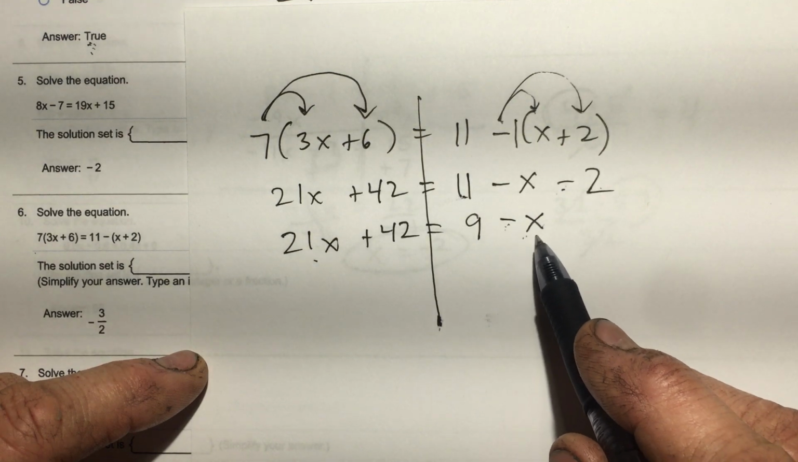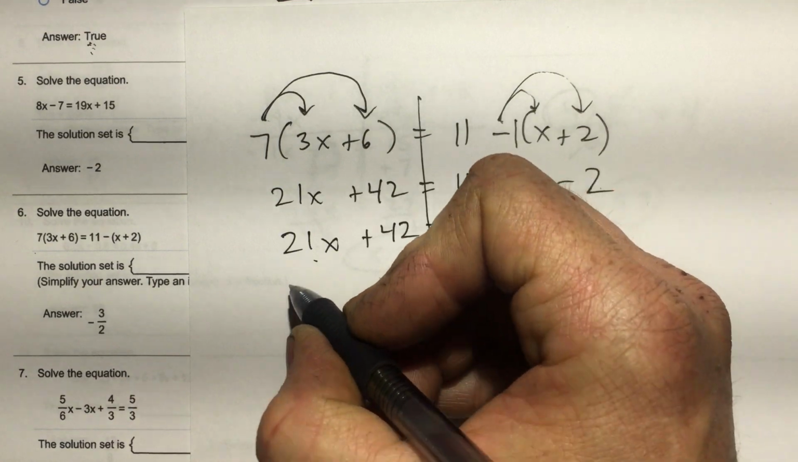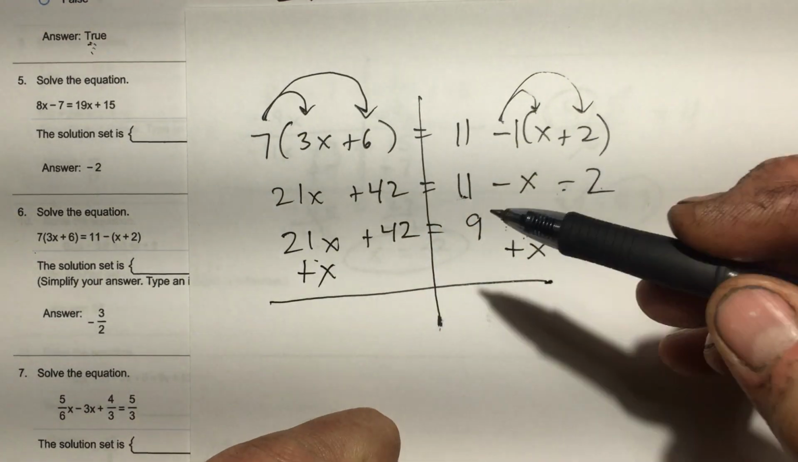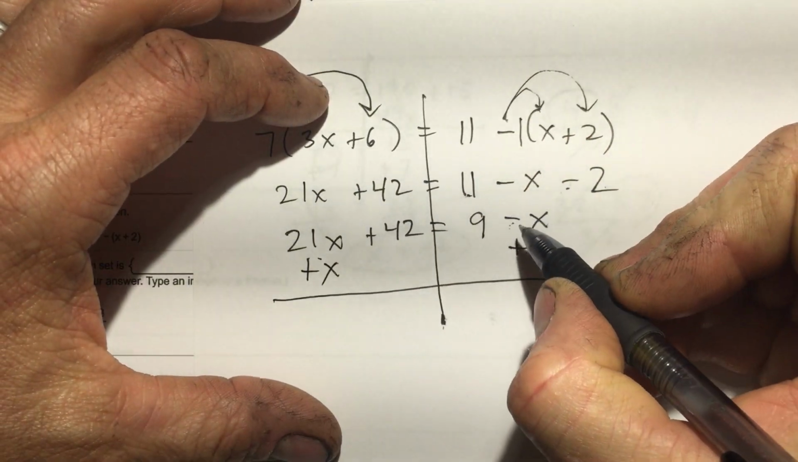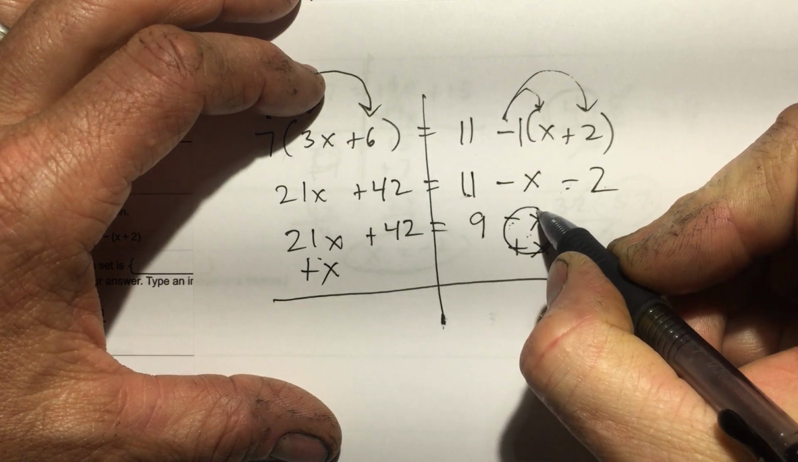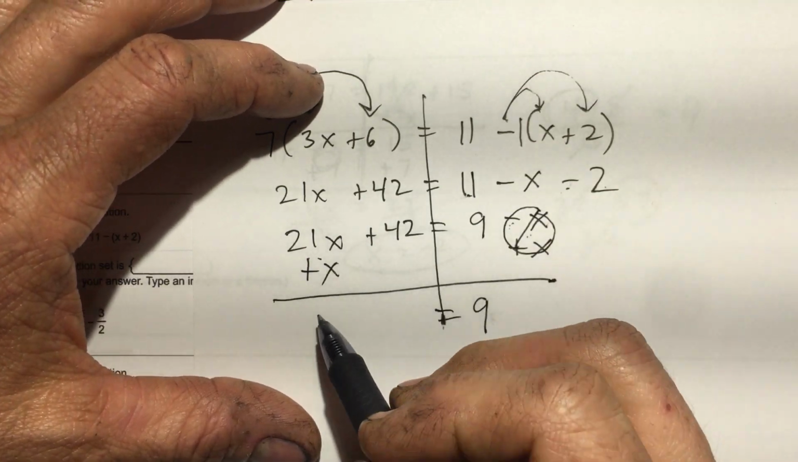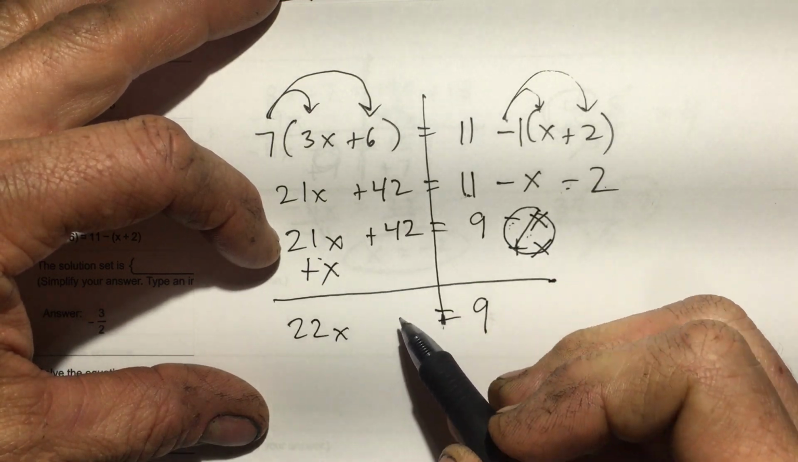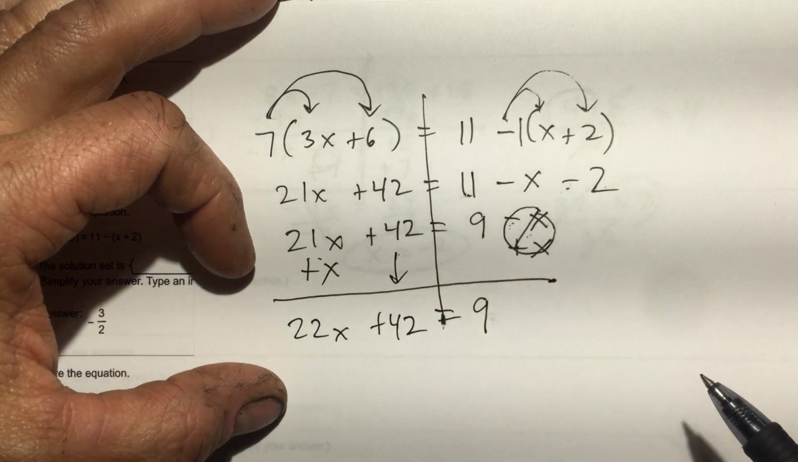See how that's a negative x? So to get rid of this from this side, I'm going to have to add an x to both sides. So this will go up whatever x is. This will go up whatever x is, but it's still equal. But what happens now, negative x plus x is going to zero out. And all I have over here is 9. Over here, 21x plus x would be 22x. And I still have the plus 42. All right, there you go.